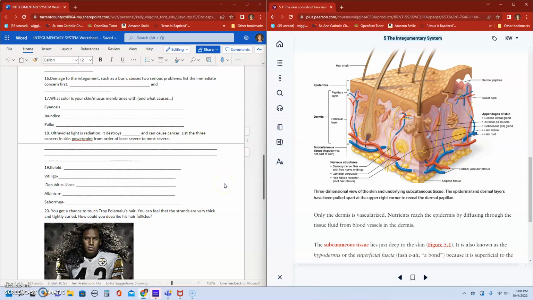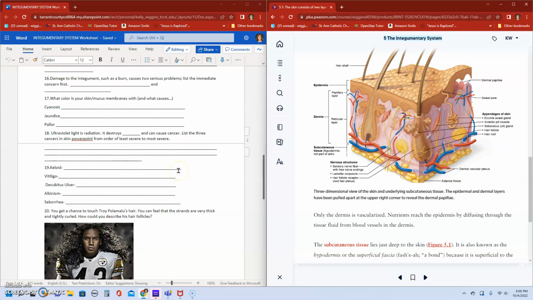All right, ultraviolet light radiation destroys DNA and causes cancer. So it's going to cause mutations in that DNA. List the 3 cancers in the skin PowerPoint from least severe to most severe. That would be basal cell carcinoma, squamous cell carcinoma, and malignant melanoma.